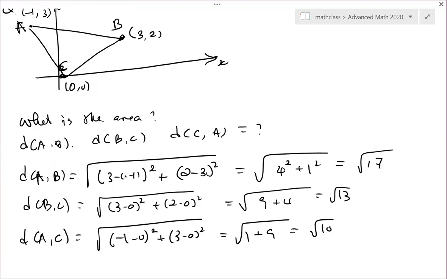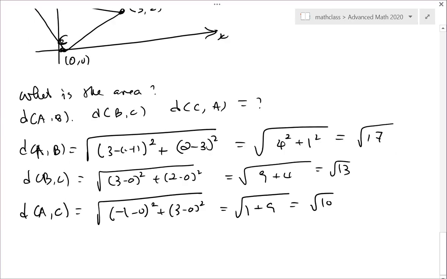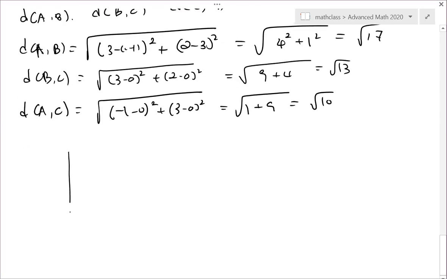But we know that if you know three sides of a triangle, you can uniquely determine the area of the triangle. But if you do it this way, it's very complicated. So the question is, how do we find the area?